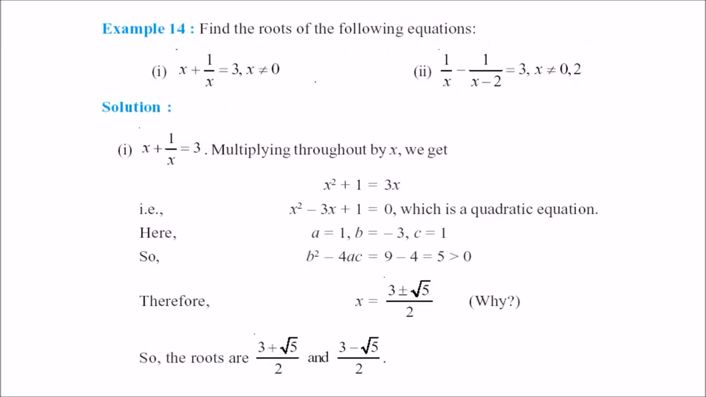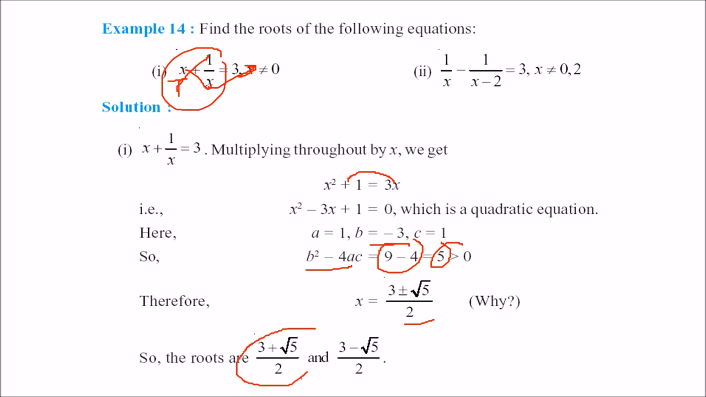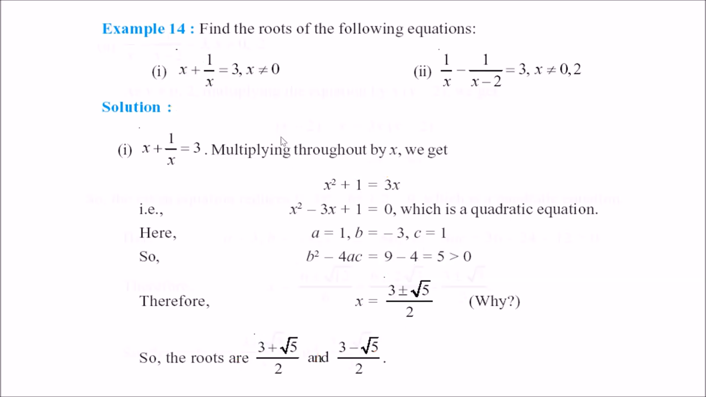Find the roots of the following equation. This has to be solved. So take this x square plus 1 and this x here. So x square plus 1 is equal to 3x. Take 3x here. Compare with a, b, c. b square minus 4ac is 9 minus 4, that is 5, which is greater than 0. So you will get real roots. So minus b plus minus under root b square minus 4ac by 2a. One time you will get 3 plus root 5 by 2. Another time you will get 3 minus root 5 by 2.